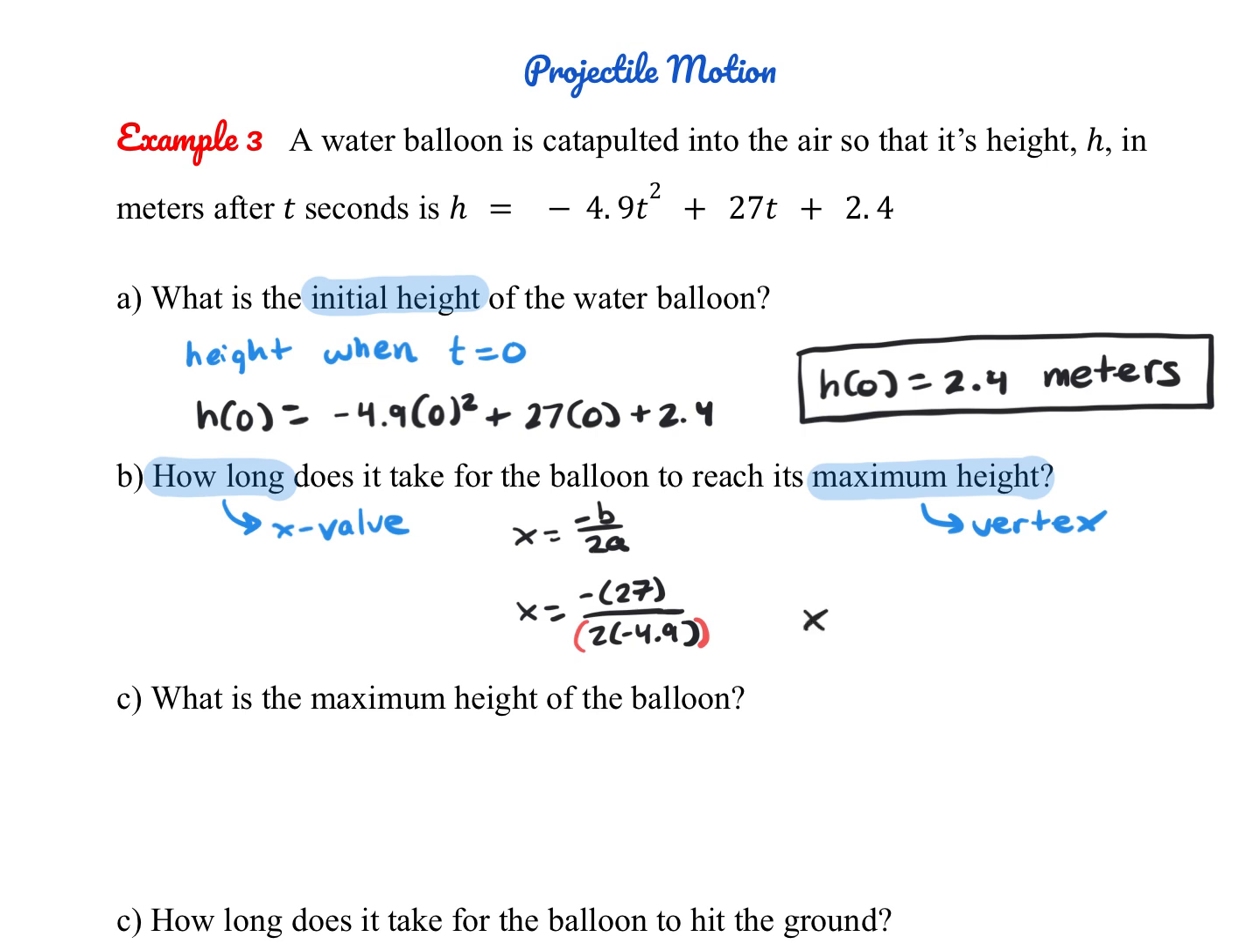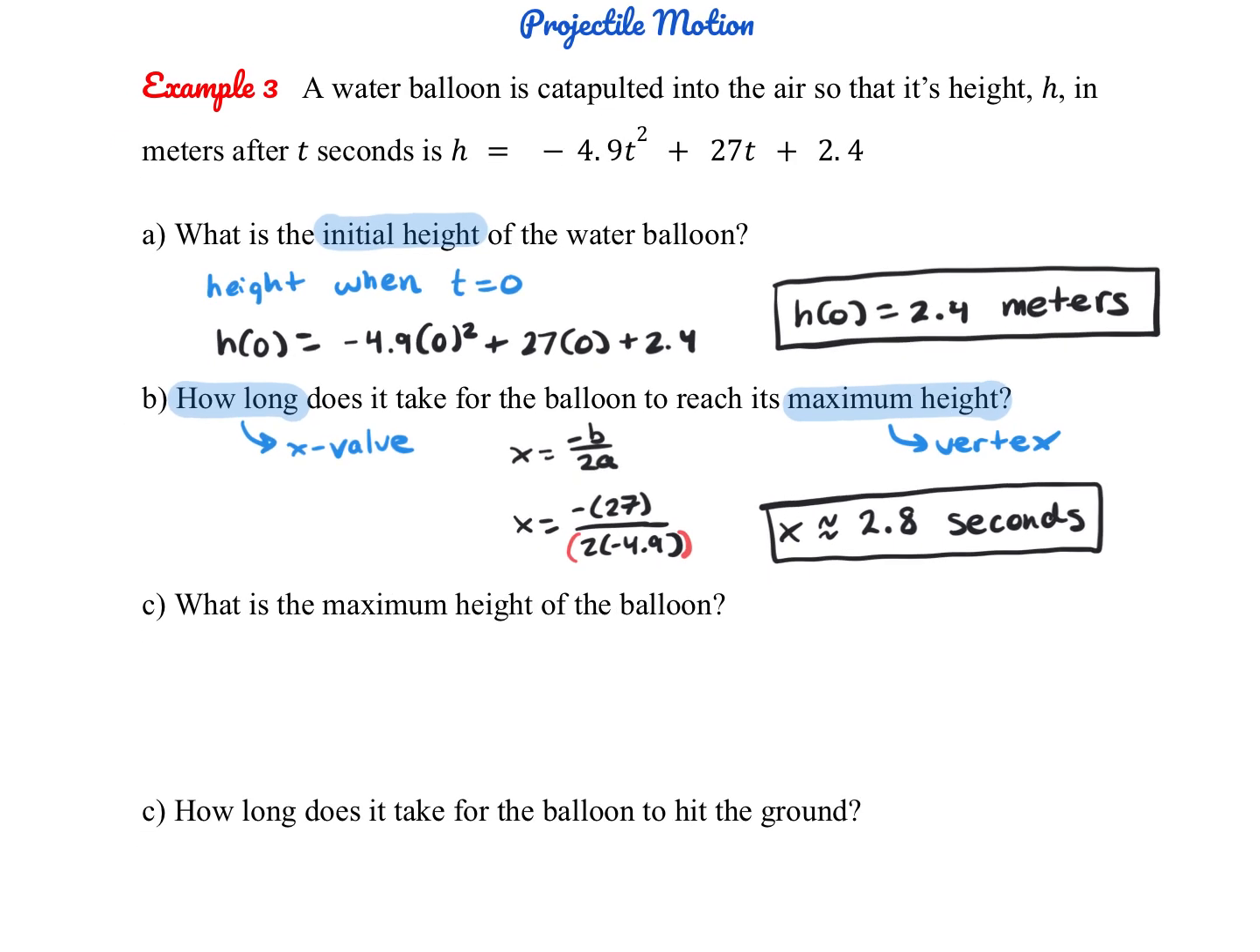And here, let's just round our answer to the nearest tenths. So we have x is about 2.755. If we round to the nearest tenth, that'll be 2.8. And since it is asking how long, we do need to use the correct units for our independent variable, which is seconds.